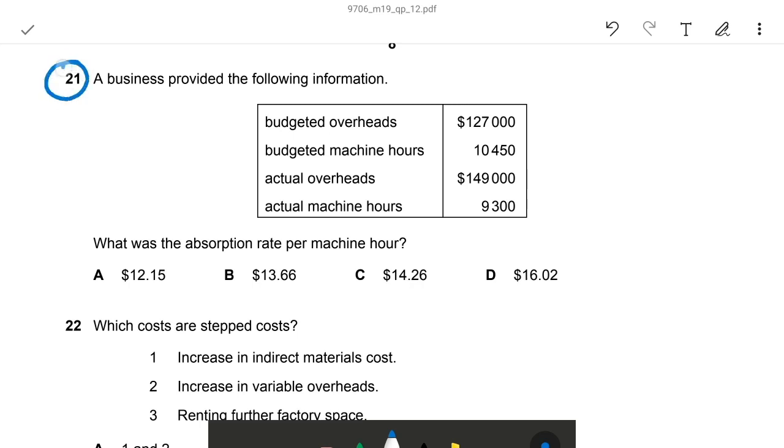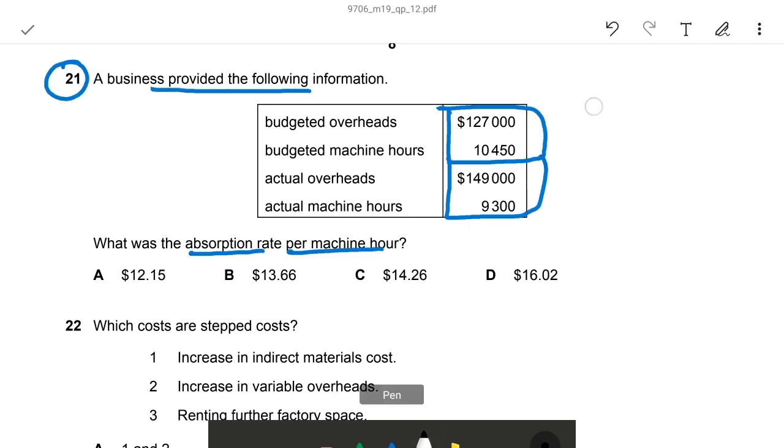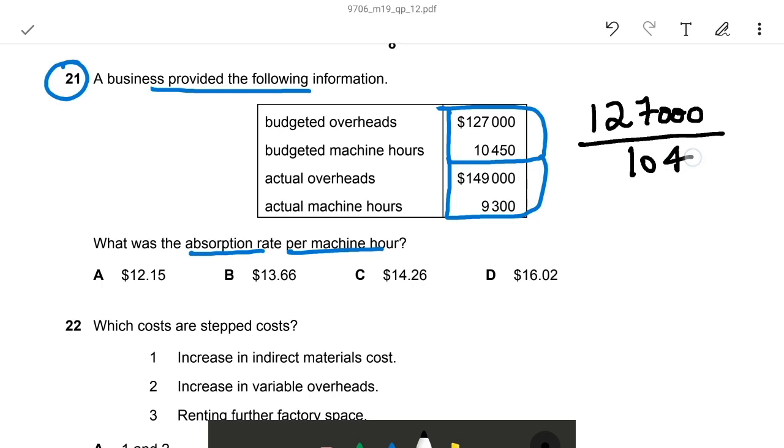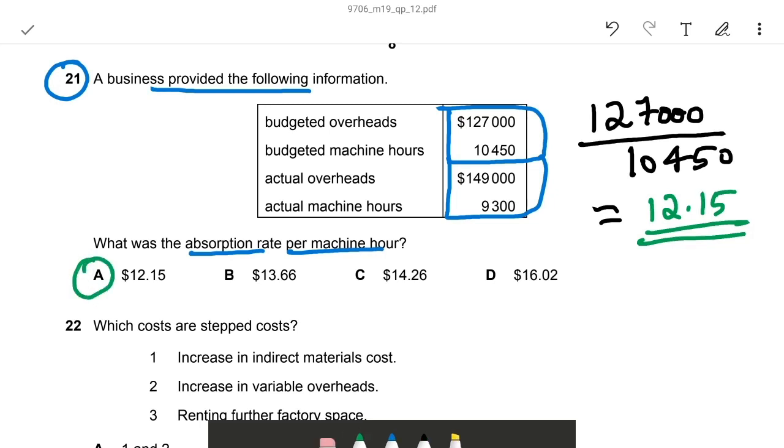Question number 21. A business provided the following information: budgeted overhead and budgeted machine hours, actual overhead and actual machine hours. What was the absorption rate per machine hour? Absorption rate is equal to budgeted overhead divided by budgeted machine hours. Budgeted overhead is 127,000 divided by 10,450. That is 12.15. So the correct answer is A.